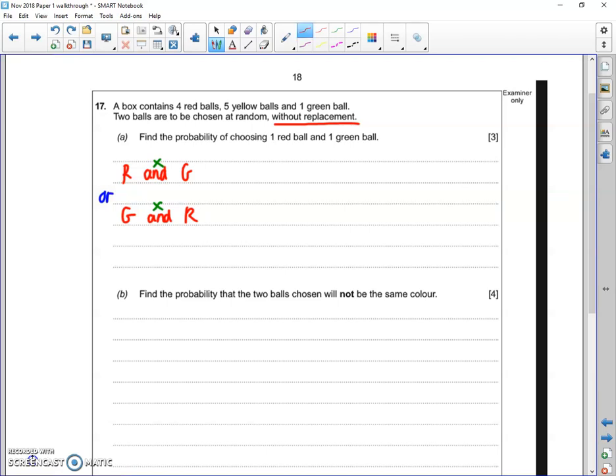So, chance of us getting a red on our first pick is 4 out of 10 times the chance of getting a green. Well, there's only one green in there, but because we've already taken a red, there's only 9 left. 4 times 1 is 4, 10 times 9 is 90. The chance of us getting green on our first pick would be 1 out of 10.